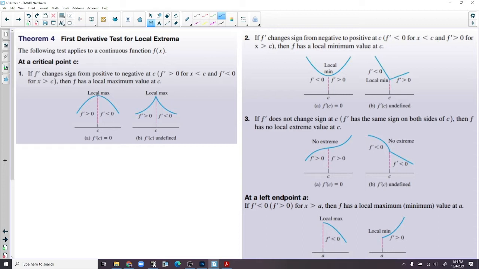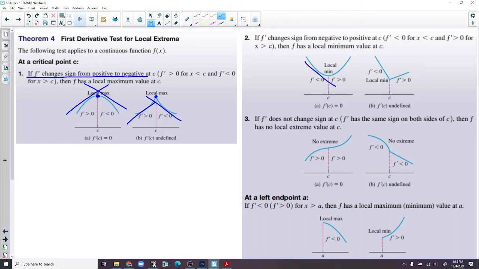First derivative test for local extrema. The following test applies to a continuous function. If f prime changes signs from positive to negative, so if the slopes are changing from positive to negative, we have a local maximum. And that's even true if the first derivative is undefined. If the slopes change from positive to negative, we have a local maximum.